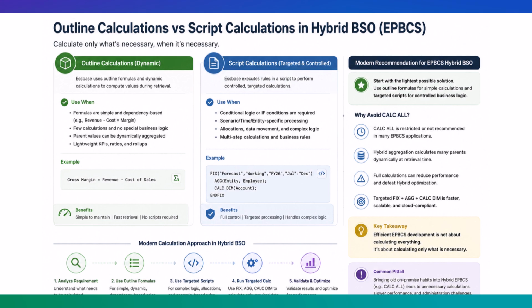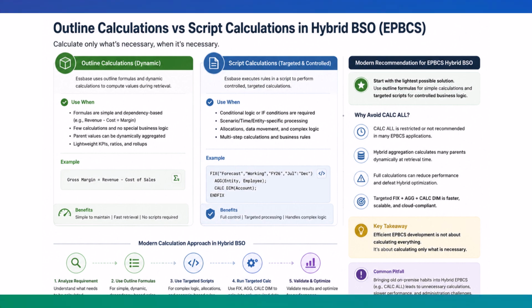Hybrid aggregation dynamically calculates many parent members during retrieval instead of storing everything in advance. This means full database calculations are often unnecessary and can even reduce performance. In fact, in many EPBCS applications, CALC ALL is either restricted or not recommended. The CALC ALL command is not supported in EPBCS cloud applications.